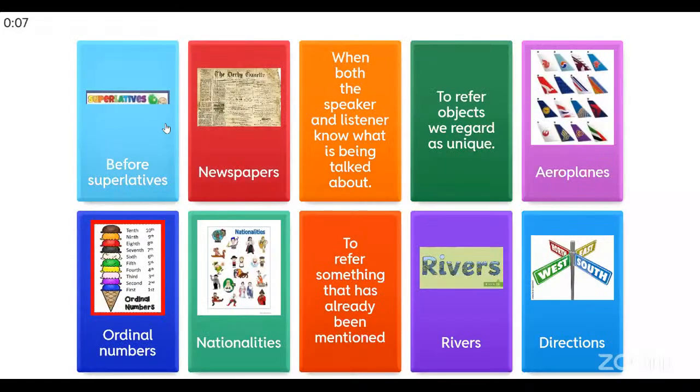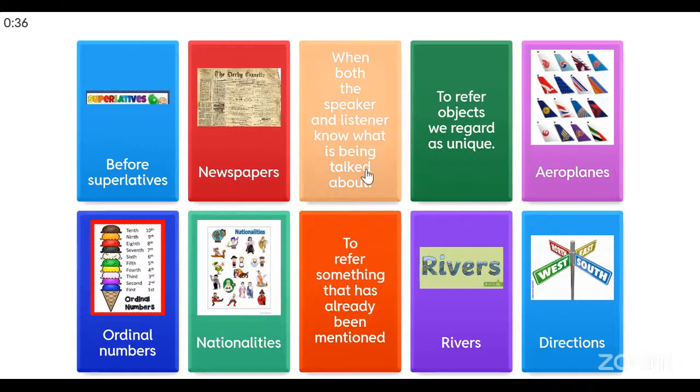Before superlatives, newspaper names, when both the speaker and the listener know what is being talked about. Now I am speaking: I gave you a book yesterday, will you give it back to me? Can you please give me the book that I gave to you yesterday? You and me, both of us know which book I am referring to. So I want that book to be given back to me. So here the context is when both the speaker and listener know what is being talked about.